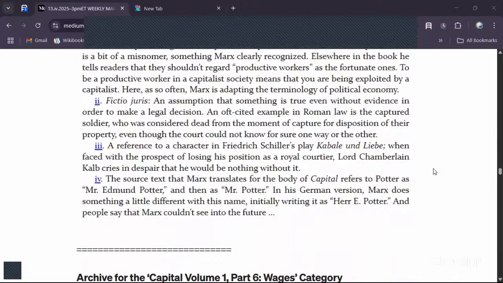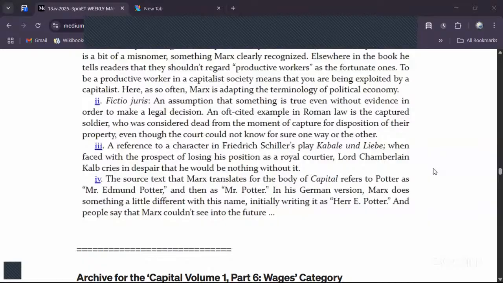the 2024 edition of Karl Marx's Capital. It's a new translation, and in editor's note 4, that is lowercase Roman numeral 4, the editors have given us a dad joke.